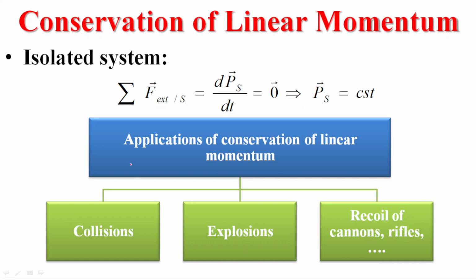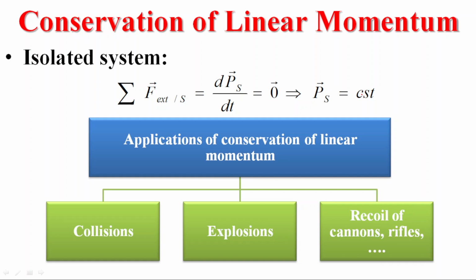Conservation of linear momentum. The linear momentum is conserved. It means P equals constant. And when a quantity is conserved, this quantity remains constant, it doesn't change its value. P equals constant. The derivative of a constant is 0.